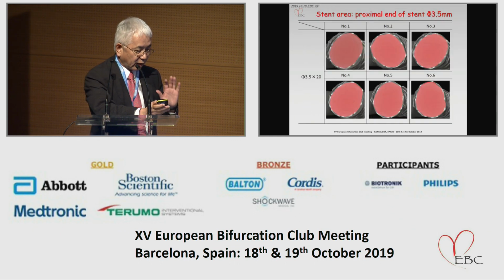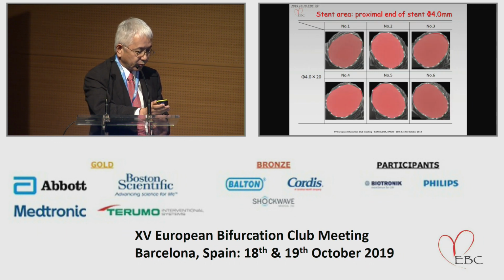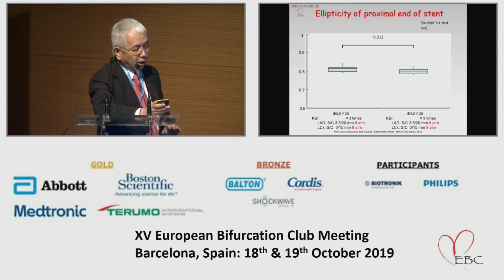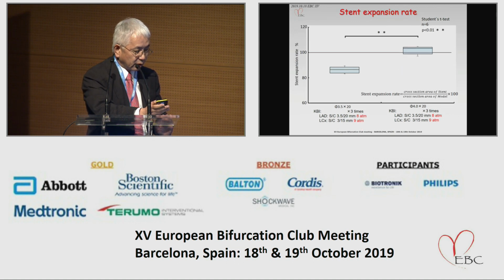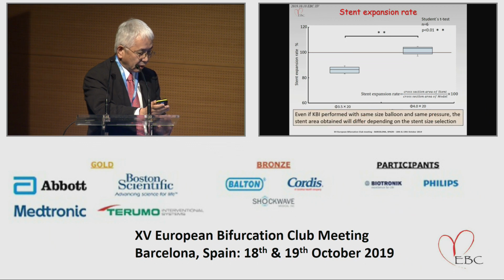And this is the stent area I calculated at the end of the proximal part. This is 4.0. The expansion of the proximal end of the stent showed no significant difference. However, for the stent expansion area, the left side is 3.5 and the right side is 4.0 millimeter. Even if KBI is performed with the same size balloon and the same pressure, the stent area obtained will differ depending on the stent size selection.